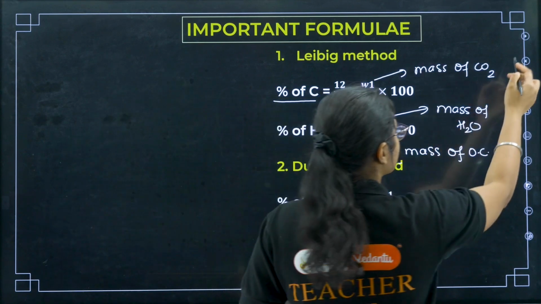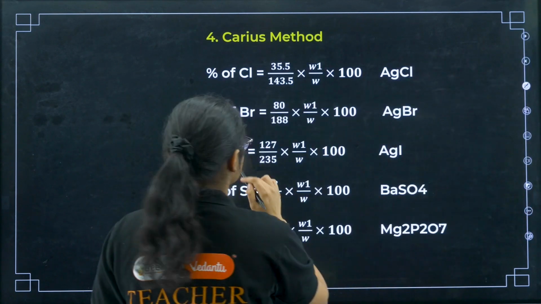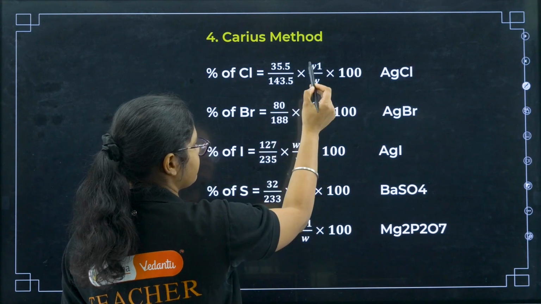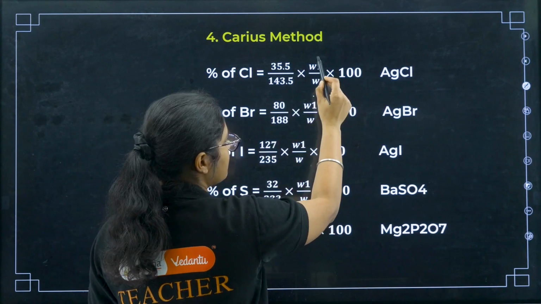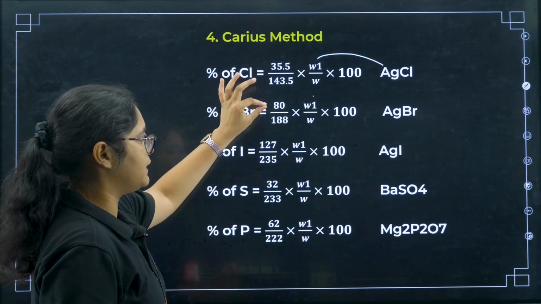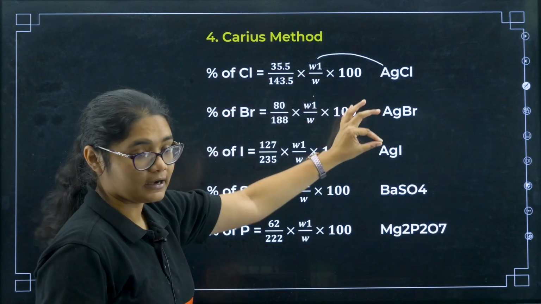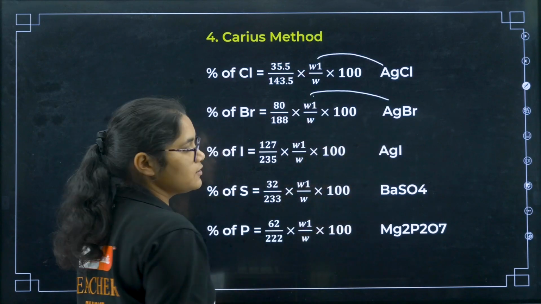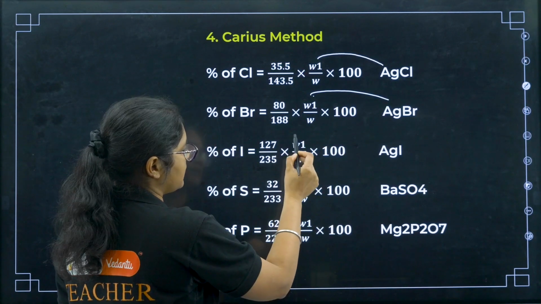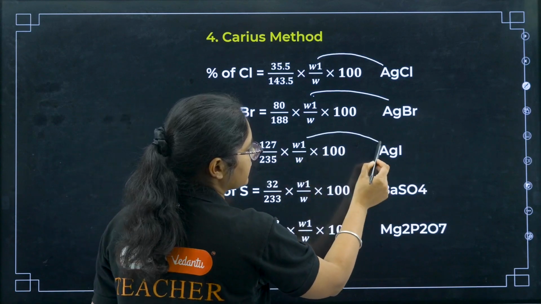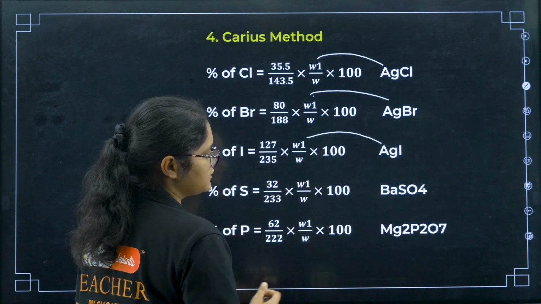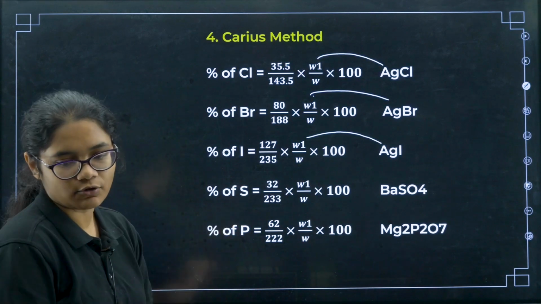Okay, now we will go to the next one, that is the Carius method. Here percentage of Cl, 35.5 by 143.5 into W1 by W into 100, where W1 is the mass of AgCl. Percentage of Br, 80 by 188 into W1 by W into 100, where this W1 is the mass of AgBr. Percentage of I, 127 by 235 into W1 by W into 100, so here it is the mass of AgI. Percentage of sulfur, percentage of phosphorus, you can see the methods. Okay, this is the formula.